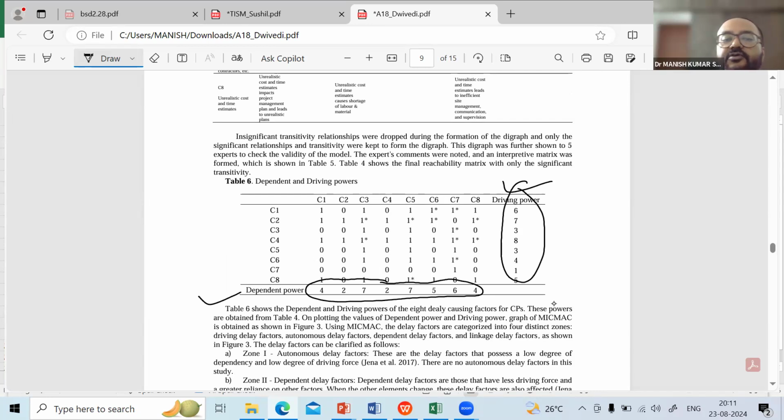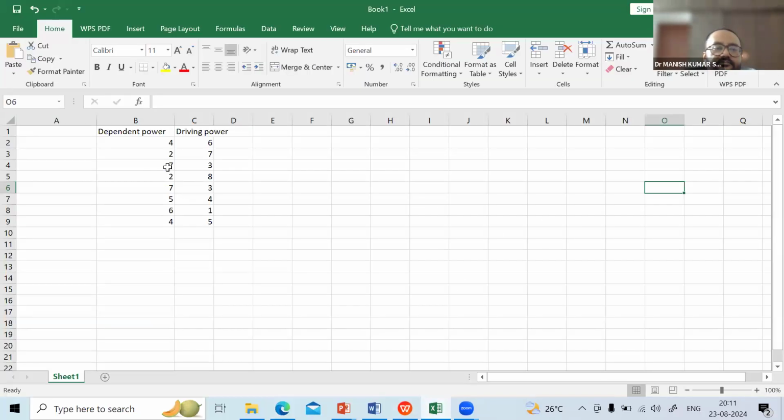I'm telling you in a simple way, you just copy it and paste it on the Excel sheet. Can you see my Excel sheet? Yes.